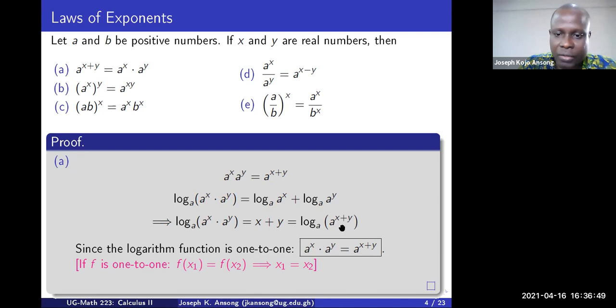Because it's 1-to-1, if log to the base a of this expression here is equal to log to the base a of this expression, then the expressions in brackets here must be equal, okay? So this guy here has to be equal to this. So if this guy is equal to this and log a is 1-to-1, then the argument must be the same. So that is why we get that. So using this, we've proved the first one.